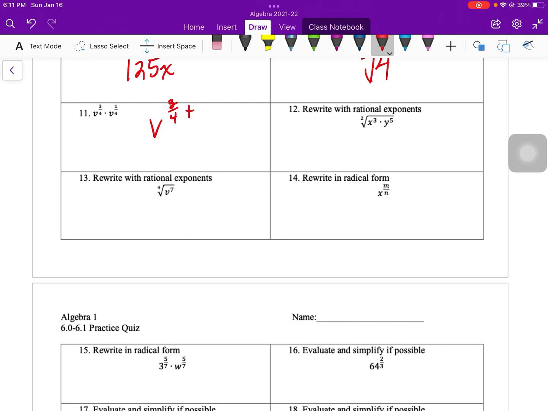All right, number 11, we are multiplying 2 powers with the same base, so we add our exponents. So it's 3/4 plus 1/4, which gives me 4/4, which is 1 whole. So it's just v to the 1st, or v.